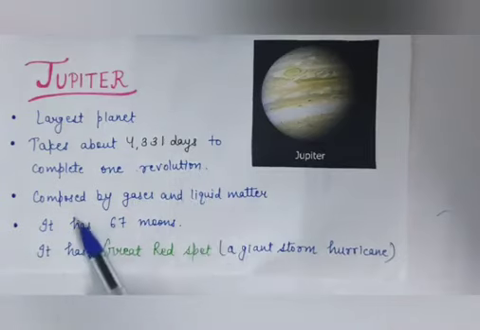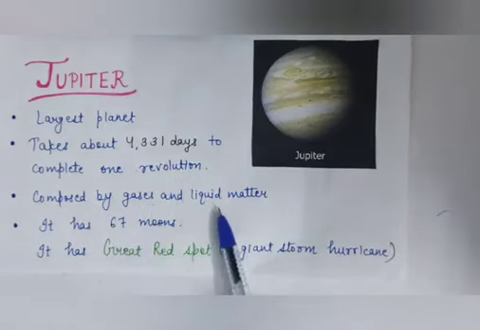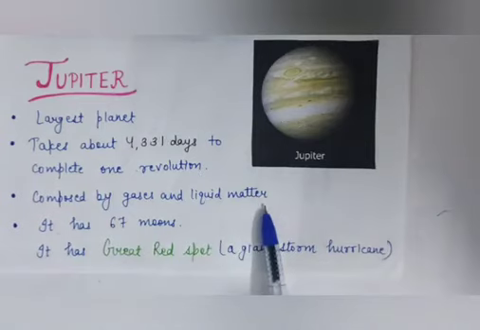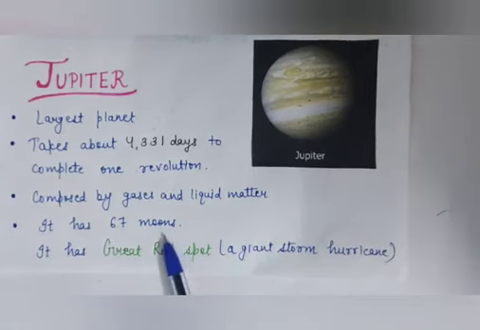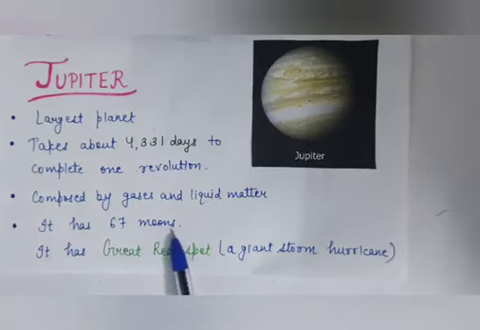It is mainly composed of gases and liquid matter. And it has 67 moons. Like Earth has one moon, but it has 67 moons, which means 67 natural satellites.